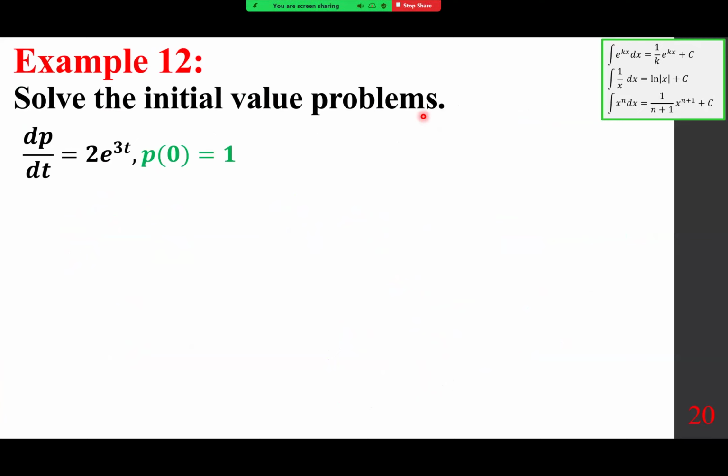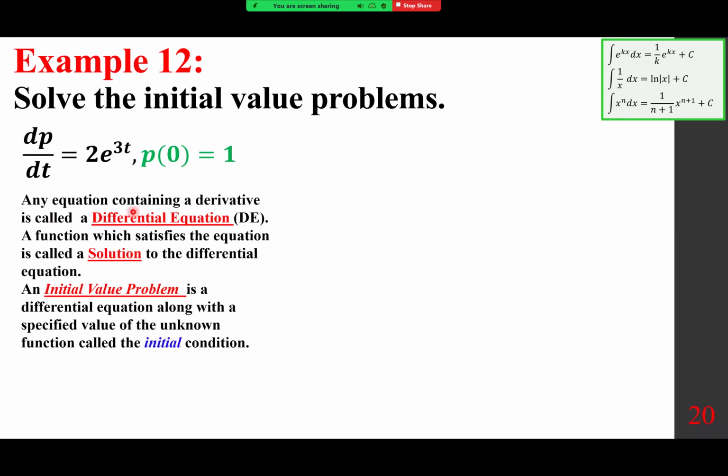Solve the initial value problem where dp/dt is 2e to the power of 3t and p of 0 equals 1. So the question is, what is an initial value problem? Any equation containing a derivative is called a differential equation. A function which satisfies the equation is called a solution to the differential equation. An initial value problem is a differential equation along with a specified value of the unknown function called the initial condition. So for now, I want you to ignore the concept of an initial value problem.